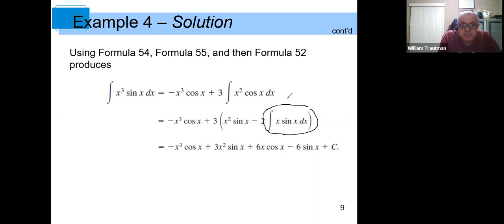And we're using formula 52. In formula 52, there are no n's, it's just u. I'm going to write it down here. And this becomes sine x minus x cosine x, and then the plus C.